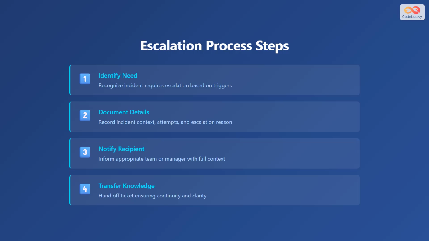The escalation process consists of 4 key steps. First, identify the need. Recognize when an incident truly requires escalation based on the triggers we discussed earlier. Don't escalate prematurely, but don't delay either. Second, document details. Record the incident context, what troubleshooting attempts have been made, and clearly state the reason for escalation. Third, notify the recipient. Inform the appropriate team or manager with complete context so they understand the situation immediately. Fourth, transfer knowledge. Hand off the ticket ensuring continuity and clarity so the receiving team has everything they need to move forward without repeating your work.